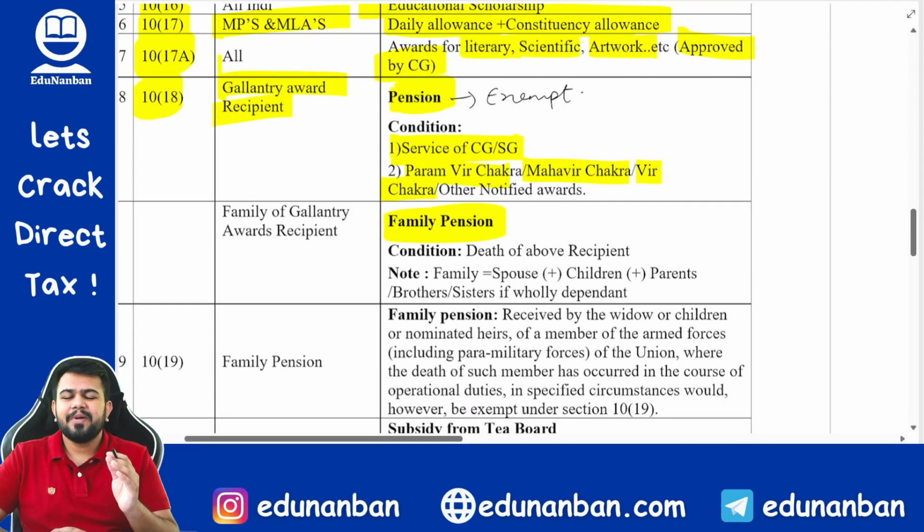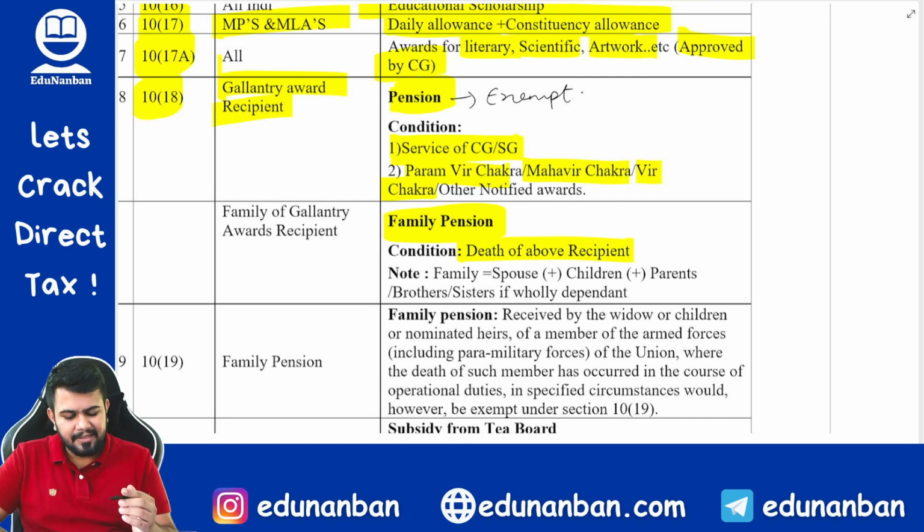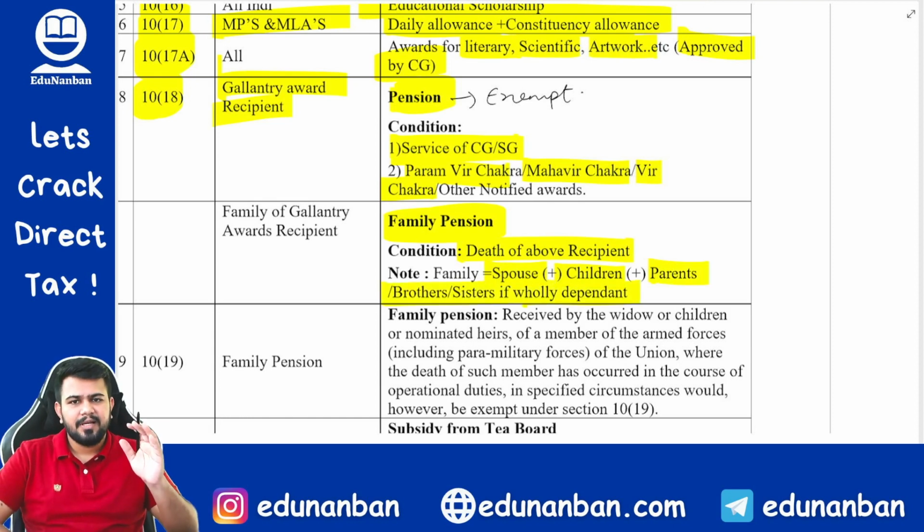So for family pension to be exempt, what is the condition? The recipient should not be alive. The death of the recipient, and here family means spouse, children and parents, brothers, sisters if they are wholly dependent on the assessee. In such case, the family pension also will be completely exempt.